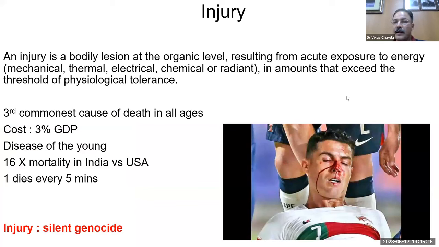How do you define injury? Injury is defined as a bodily lesion at the organic level resulting from acute exposure to energy, which can be mechanical, thermal, electrical, chemical, or radiant, in amounts that exceed the threshold of physiological tolerance. Dr. Radha Krishna just spoke about the gravity of trauma in India. It's the third commonest cause of death in all ages. It comes at a cost of about 3% of GDP. It is truly the disease of the young. The mortality for me to die on Indian roads is 16 times higher than in the USA. On average, one person dies every 5 minutes. So it is very apt to say that injury is a silent genocide.